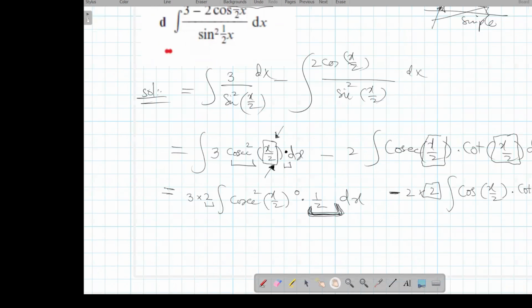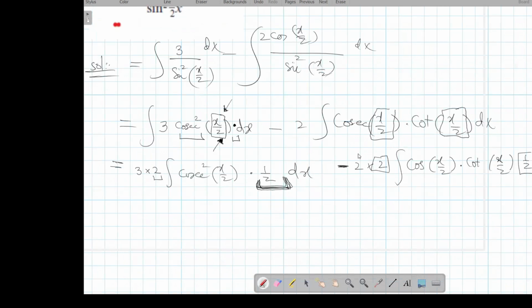Do you have to do it twice if there are two different terms? No, no, you just have to take one derivative. Just one time, just one time. Okay.